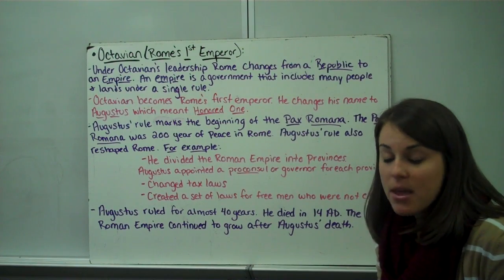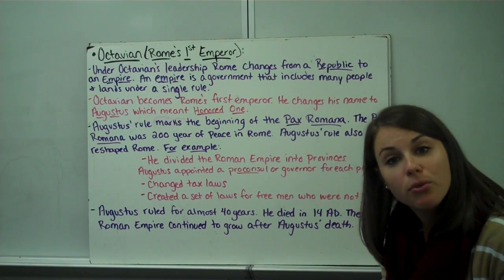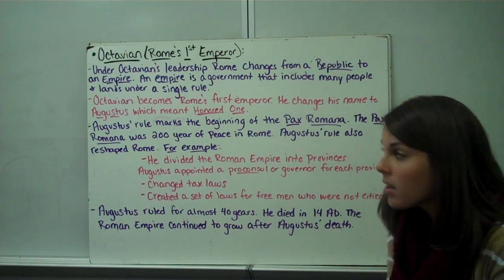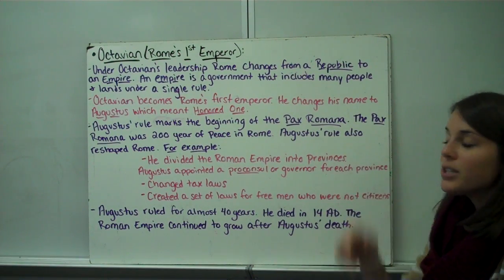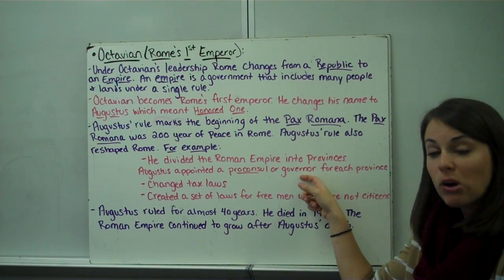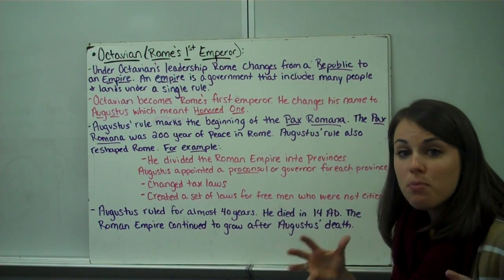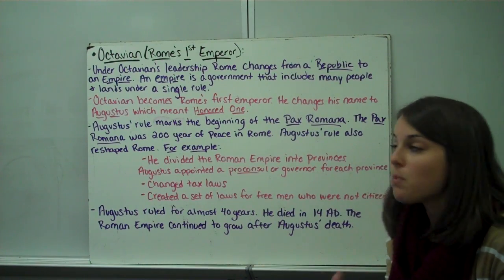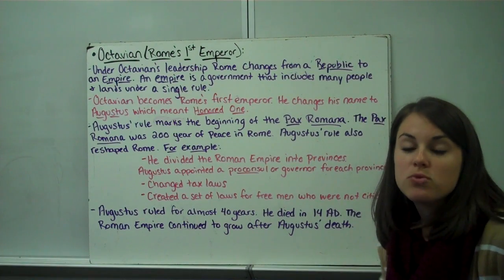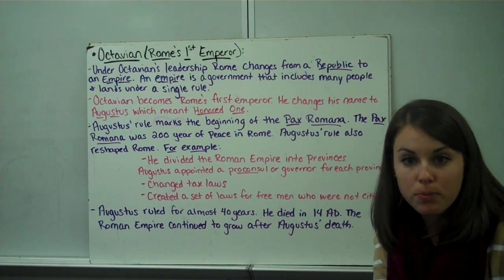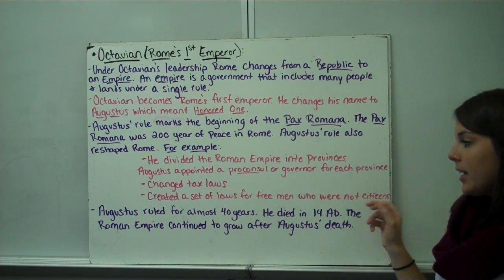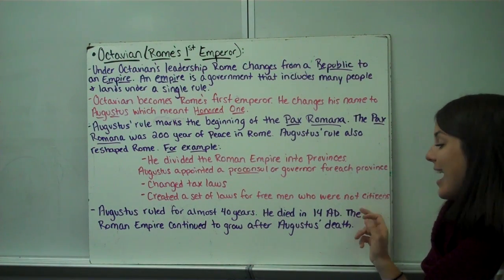This was a time where many of the structures that are now in Rome that we see, like the Colosseum and different things in the Forum, were built. Okay? Augustus' rule also reshaped Rome. For example, he divided the Roman Empire into what was called provinces. So the Roman Empire was so big, he broke it into smaller pieces where he would then appoint a proconsul or a governor to take care of that smaller piece of the Roman Empire. He changed tax laws, and he created a set of laws for free men who were not citizens.